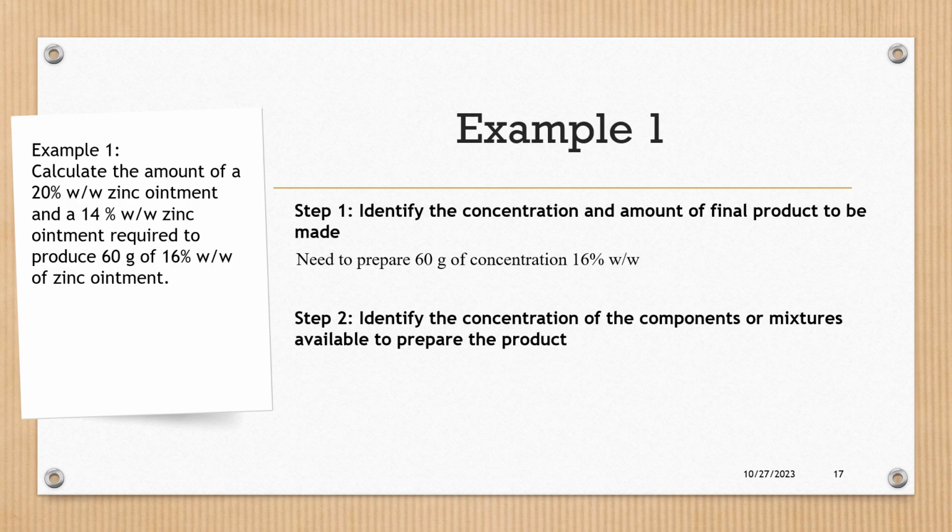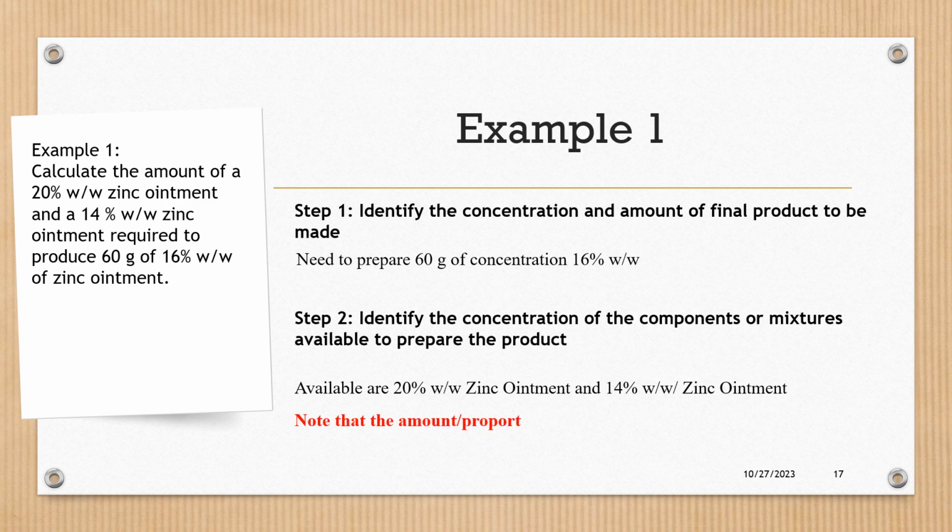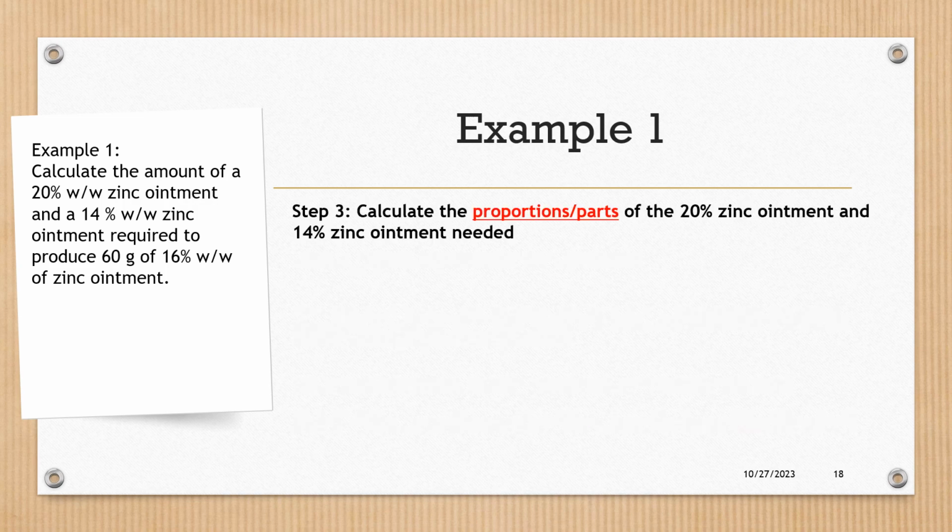So what do we have in this case as our stock? We have available 20% weight in weight zinc ointment and 14% weight in weight zinc ointment. Now, note the proportions of these ingredients. You must know this information to be able to move on. You have to also be able to characterize them correctly to ensure that you, of course, get the correct concentration or outcome. Now, in step 3, we're going to calculate the proportions or parts of the 20% zinc ointment and the parts of 14% zinc ointment that is needed.